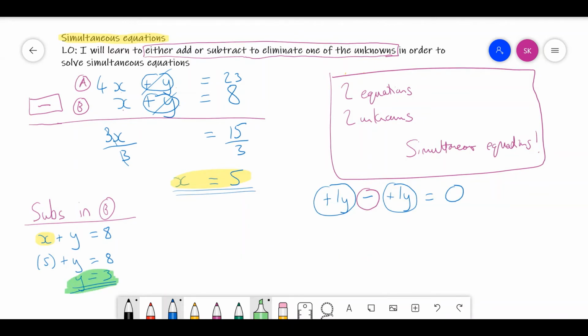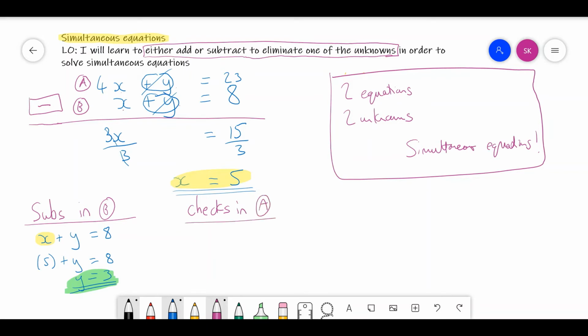Now if these solutions are correct, then if I substitute them both into equation A, equation A should be correct. It should work out nicely. So let's just check. Checks in B. Nope. What's wrong with that? Well, if I subbed in B, then I have to check in A. You've got to check in the one that you didn't substitute into first time round.